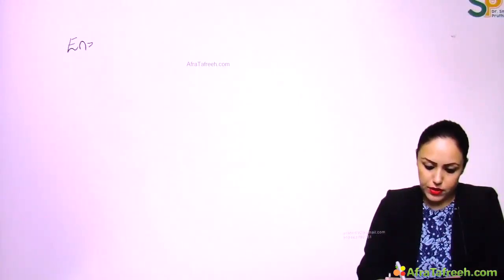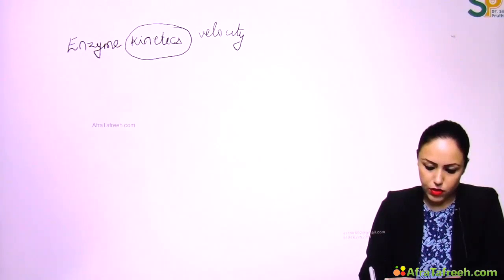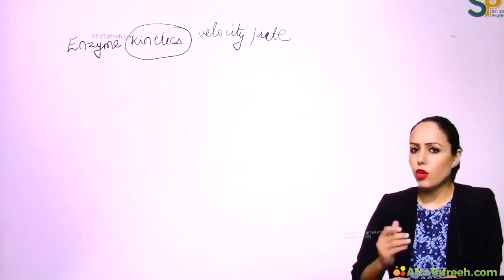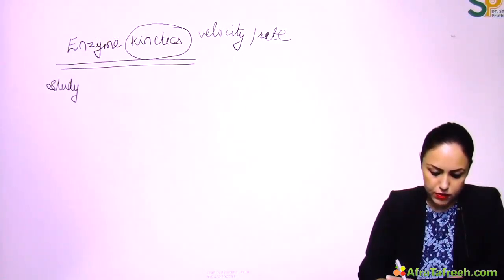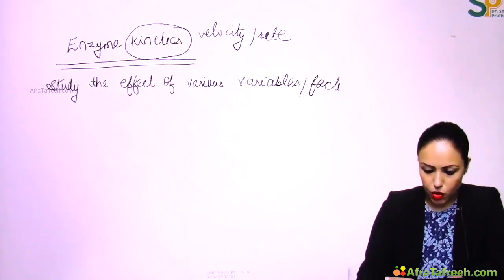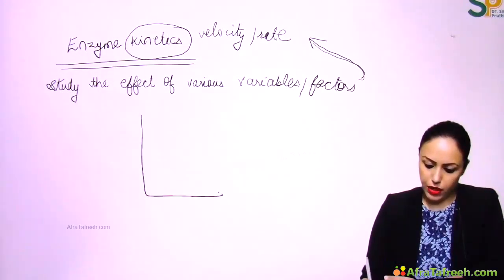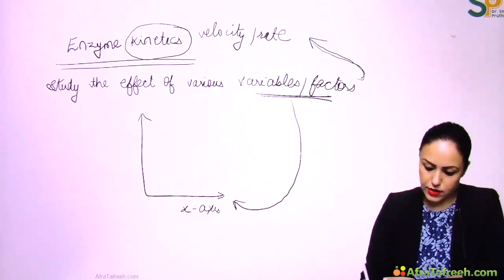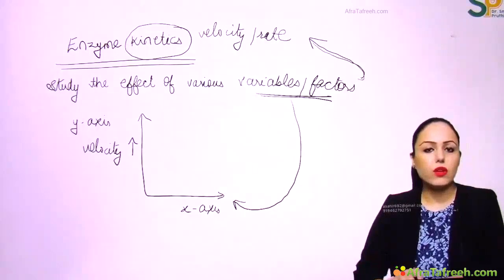So our topic is enzyme kinetics. Kinetics means velocity or rate. Here we take the velocity or rate of enzyme catalyzed reaction, right? So in this topic, we study the effect of various variables or factors on the rate or velocity of reaction. Every time we make a graph, we'll take the factor or variable on x-axis, and on y-axis, velocity or rate is taken.